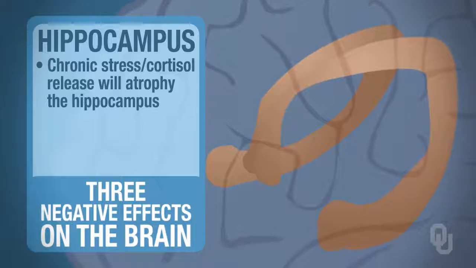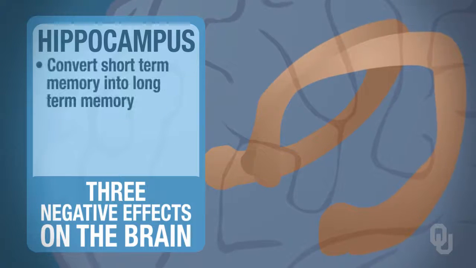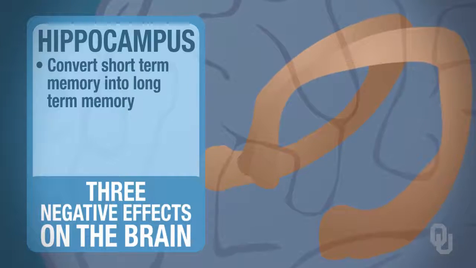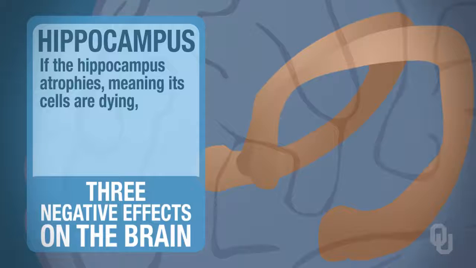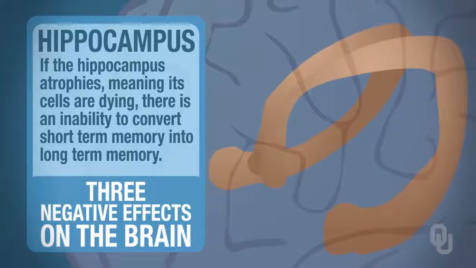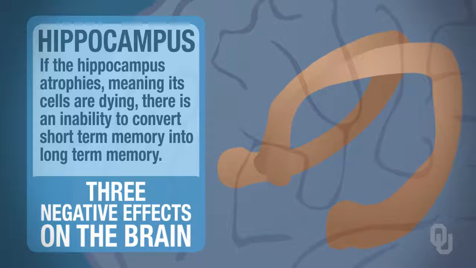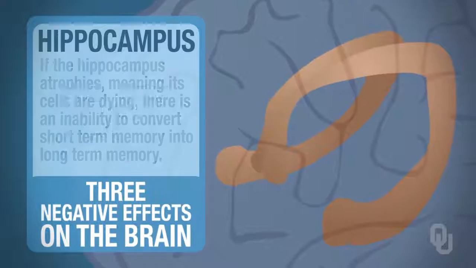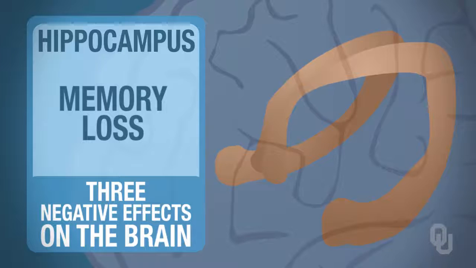The hippocampus's normal function is to convert short-term memory into long-term memory. So if your hippocampus atrophies, meaning your cells are dying in the hippocampus, you have an inability to convert short-term memory into long-term memory. In essence, you have memory loss.